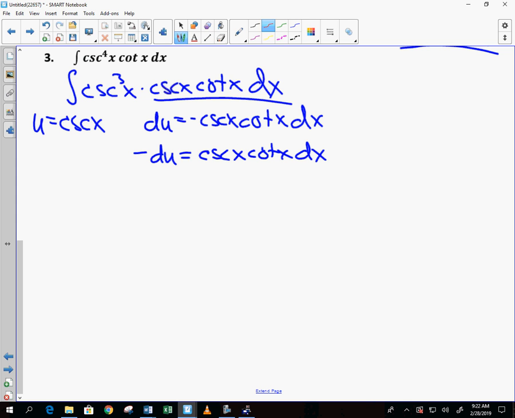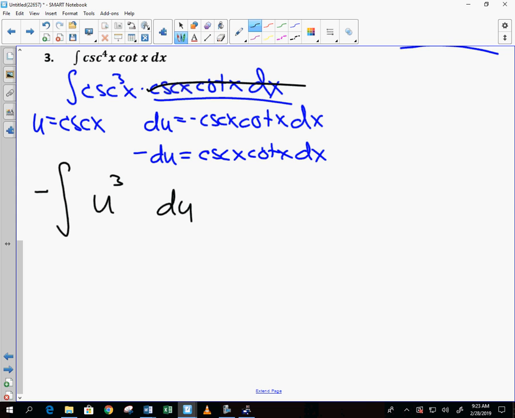This is my favorite part when I get to write the new integral and start crossing some things out. I have the negative, I have the integral, I have the du. What do I cross off? That guy. Yeah. Way to answer your own question. Good job. You're a smart man. What do I replace cosecant cubed with? U to the 3rd.